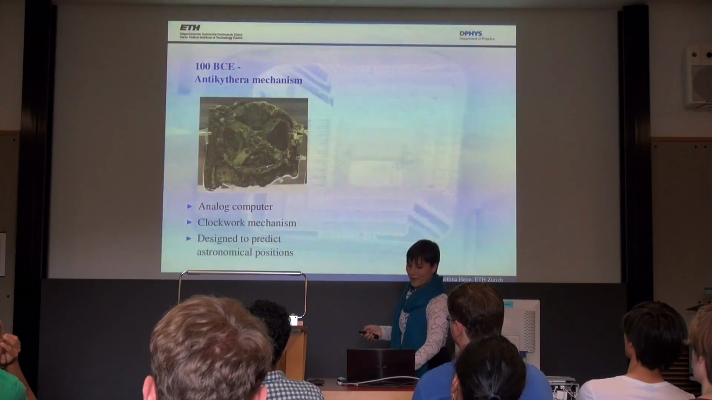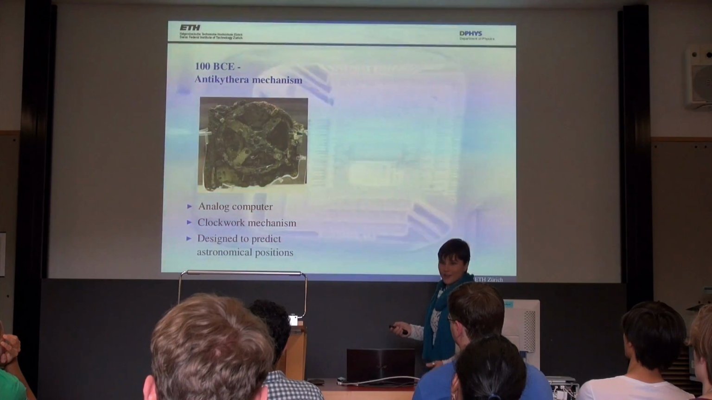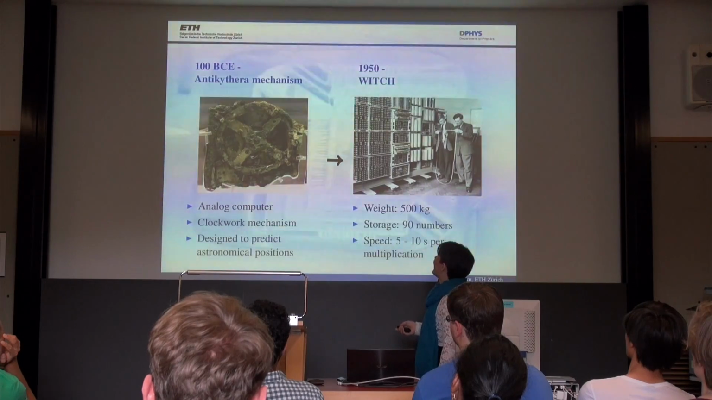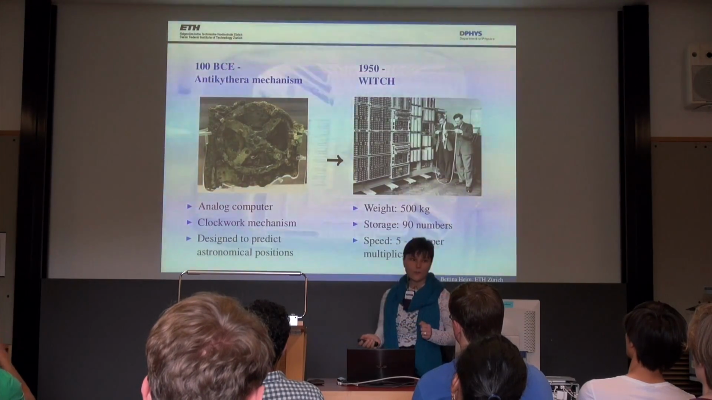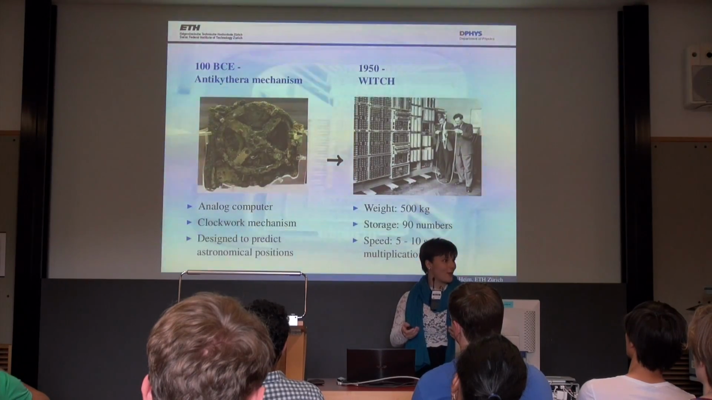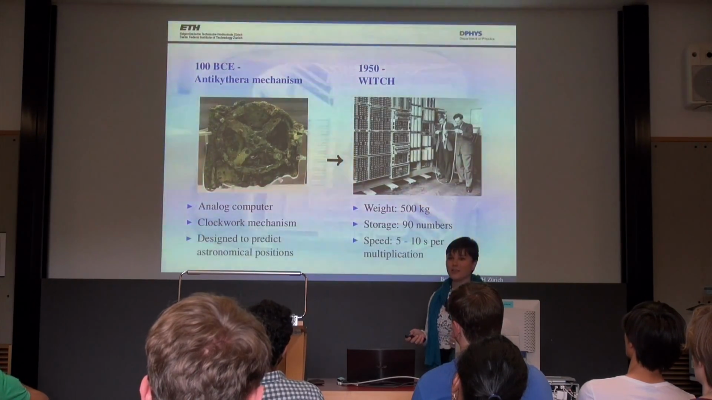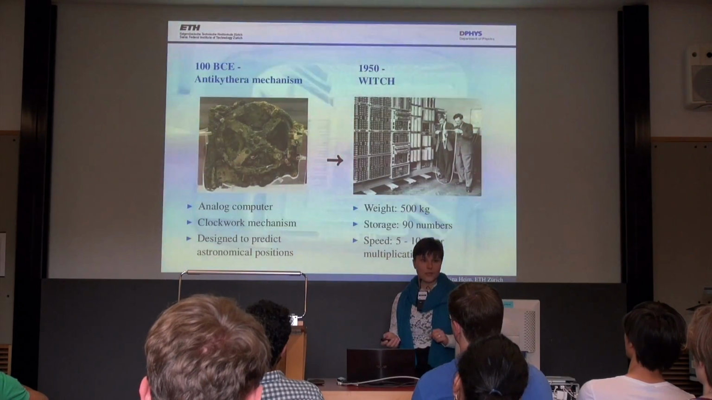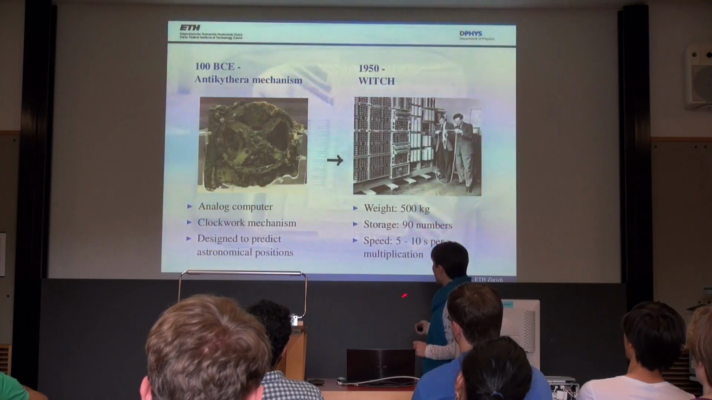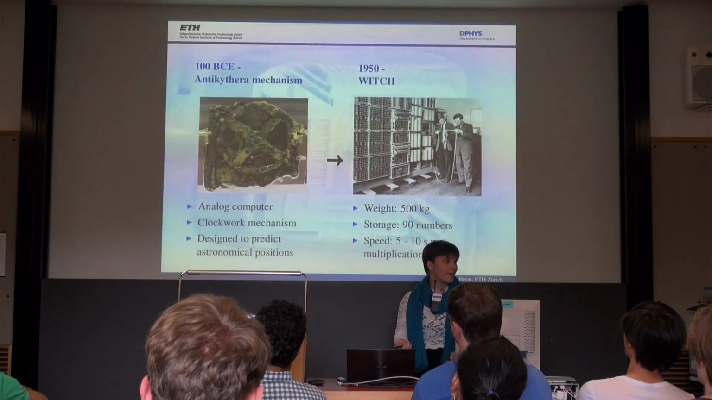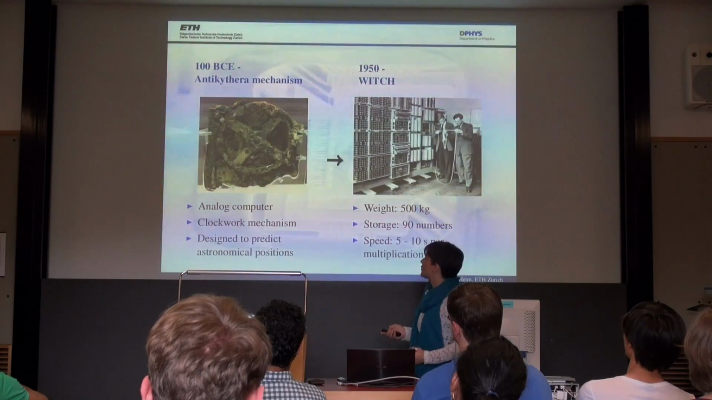So by now, we've gone a bit farther in time, around 1950. There it was actually something similar to a computer, I'd say. It was still 500 kilograms, half a ton. It could save 90 numbers. So it was a very, very heavy pocket calculator, essentially, just much slower, because it needed like 5 to 10 seconds to actually multiply something. So it was a really huge pocket calculator.